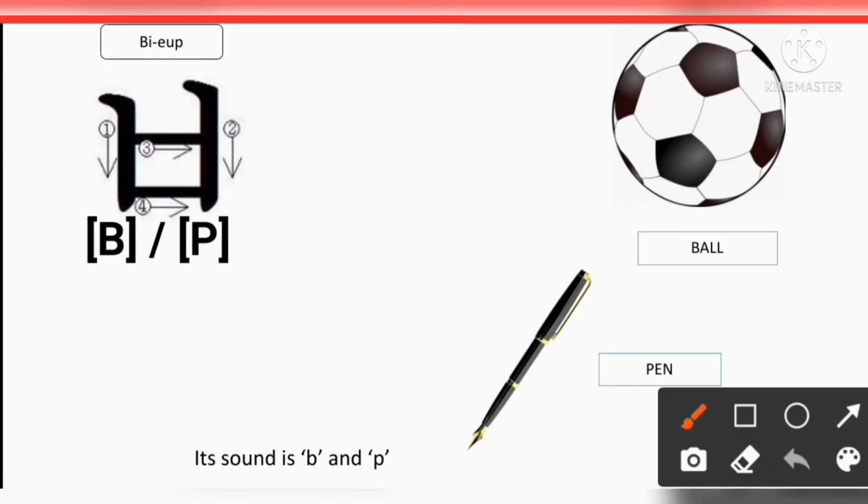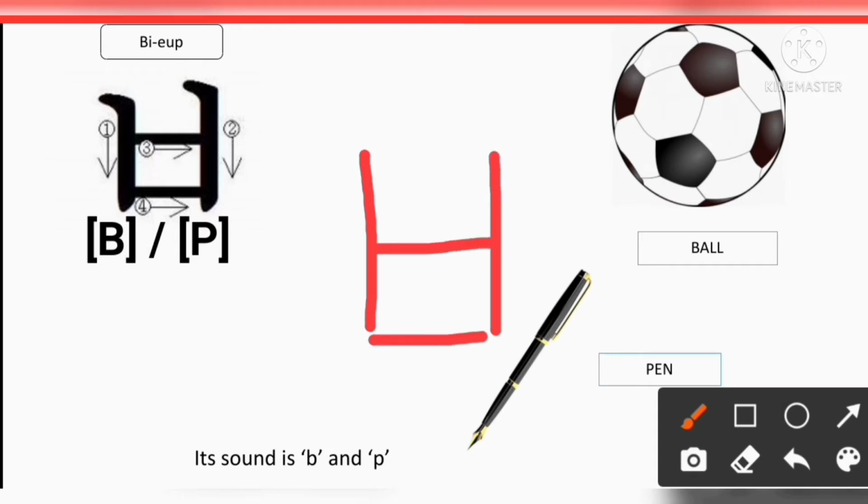This consonant is Bieup and it sounds as B and P. Example, ball and pen. So it is made like this: 1, 2, 3 and 4. This is B.